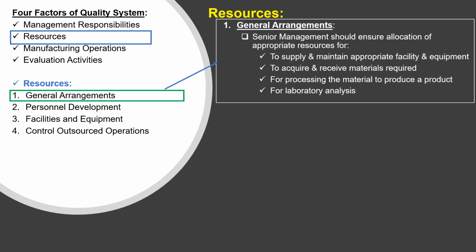First, that is the general arrangements. Senior management should ensure allocation of appropriate resources to supply and maintain appropriate facility and equipment for the manufacturing process, to acquire and receive materials required for the manufacturing process, for processing the material to produce the product, and for the laboratory analysis.